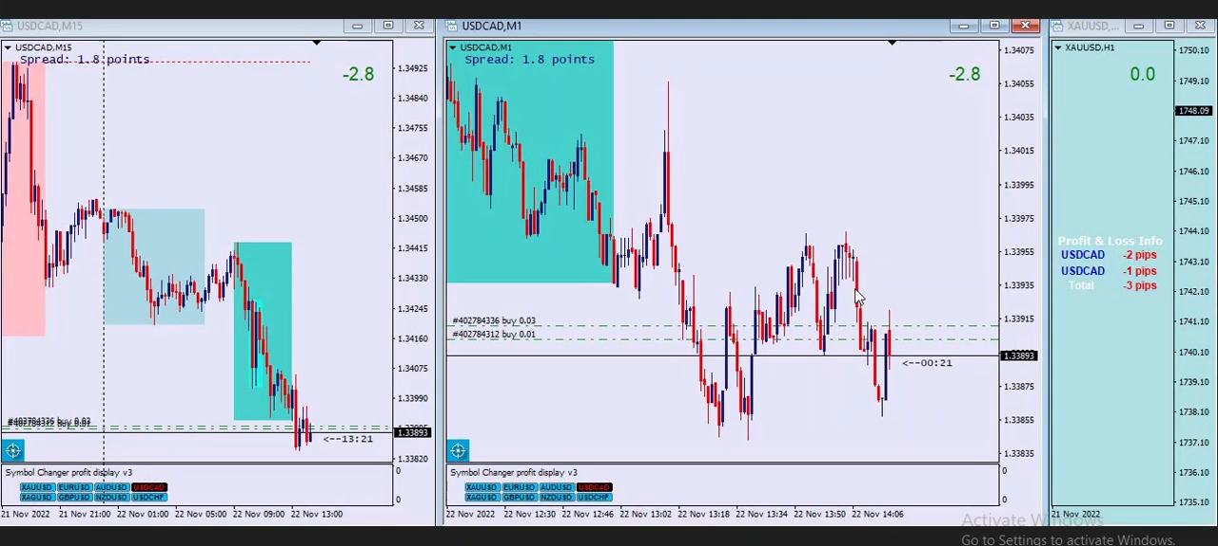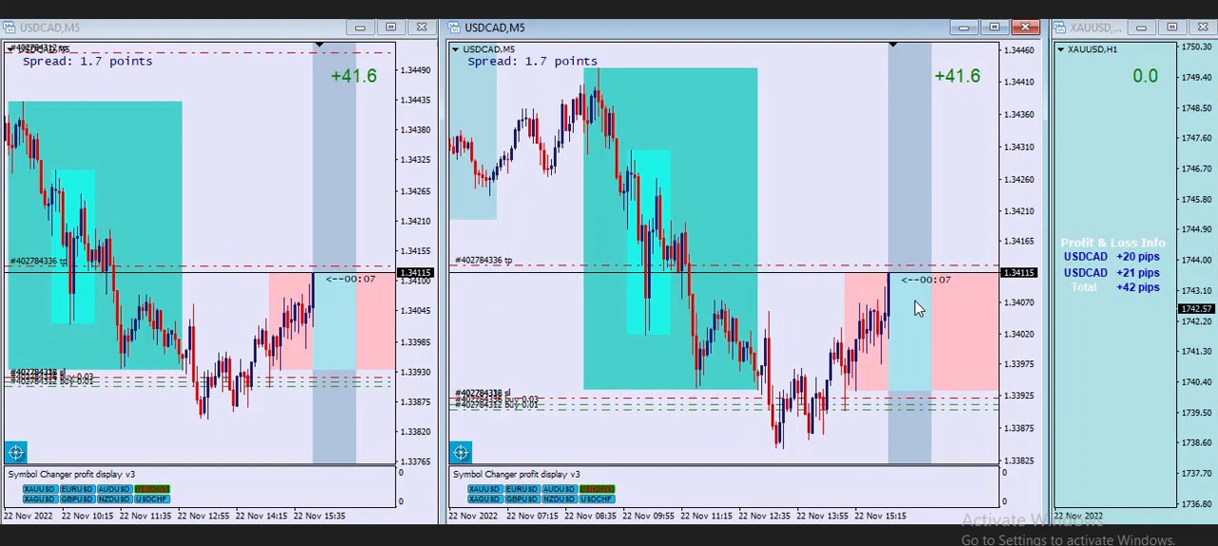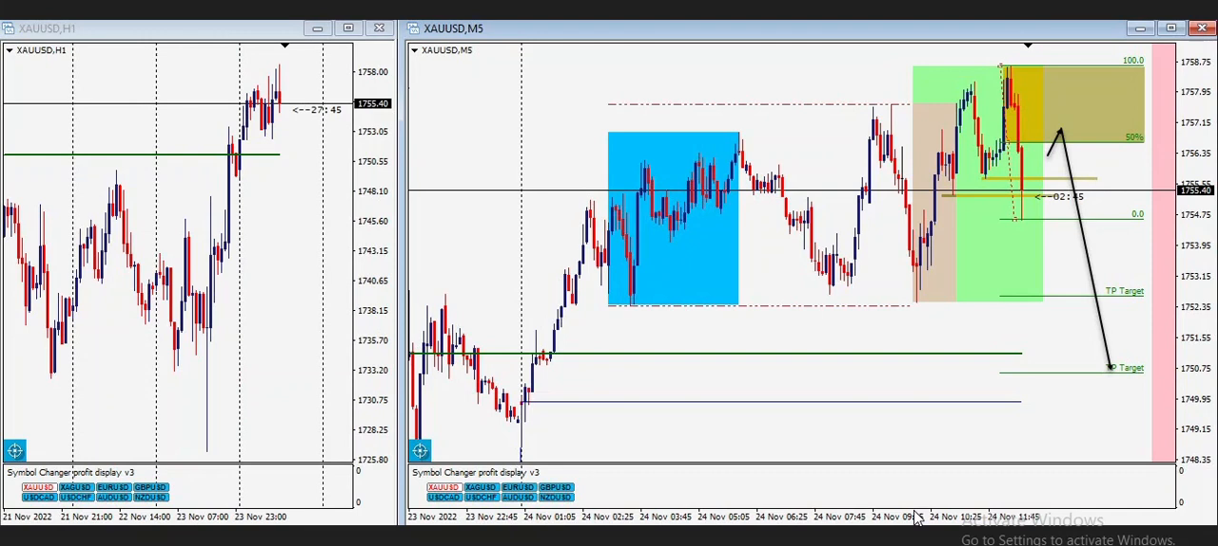So this was when I took the entry, took 2 entries here, and this was when I hit my first take profit, and price didn't get to my final take profit anyway. So that was for USD CAD. Then this is the same thing on the weekly open.